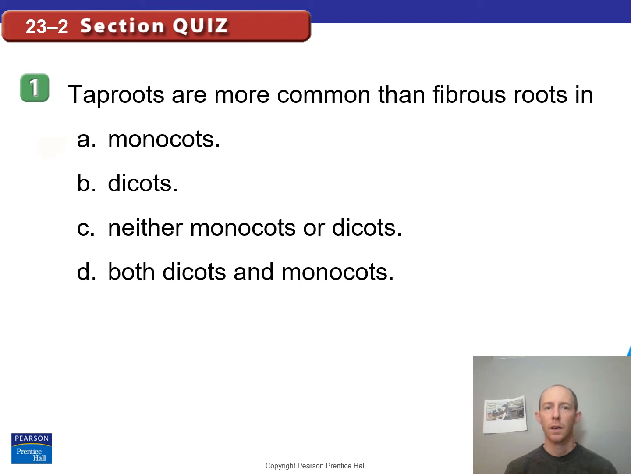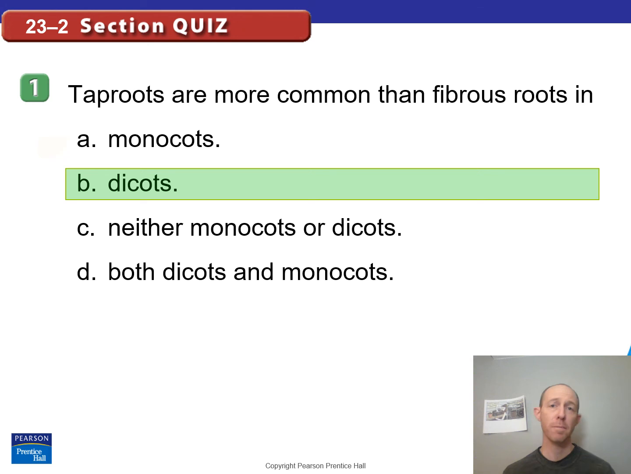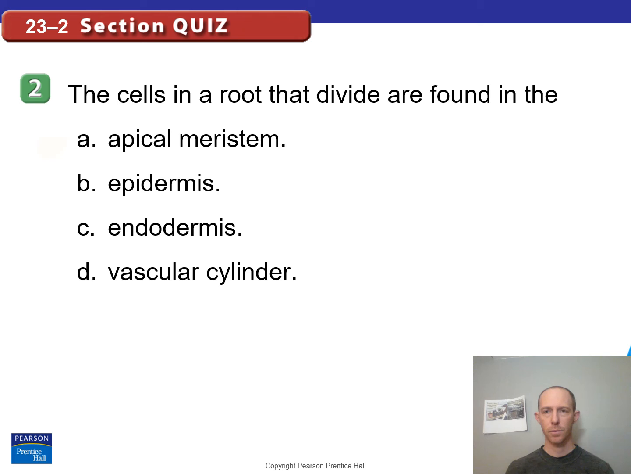Quiz time! Taproots, they're more common than fibrous roots. So what kind of plant has those taproots? You don't remember? Well, you could, of course, check the table in your notes, but you shouldn't need to. Oh, that's right, you got it. Dicots. It's fibrous roots that are in monocots. Okay, so where do you find the cells that do all the dividing? So where's their growth in a root?